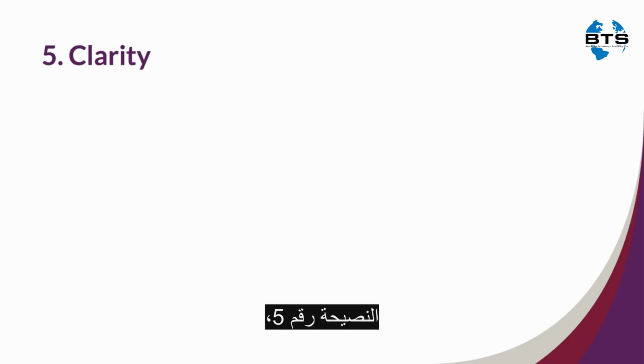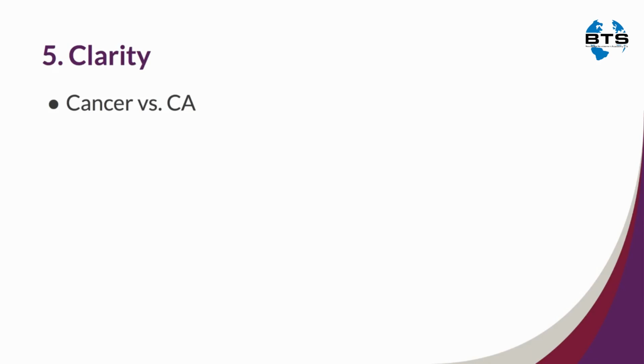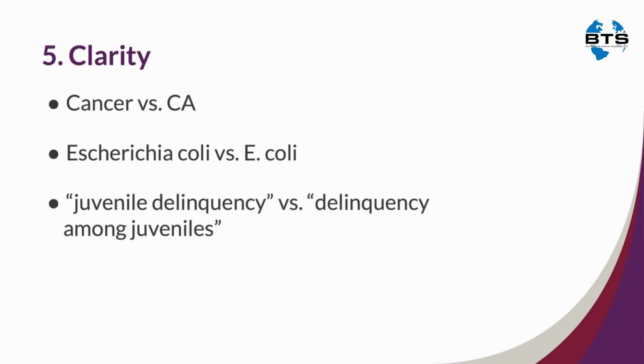Abstract tip number 5, clarity. As with titles, minimize the use of abbreviations and use common word order combinations. Some of those examples include writing out the word cancer rather than the abbreviation CA, using full scientific names like Escherichia coli rather than E. coli, and using the scientific phrase like juvenile delinquency instead of delinquency among juveniles.